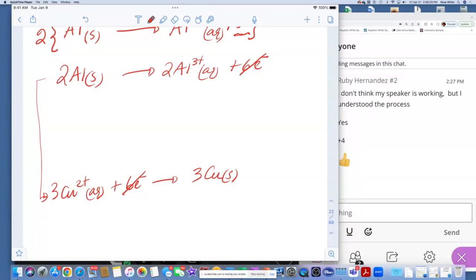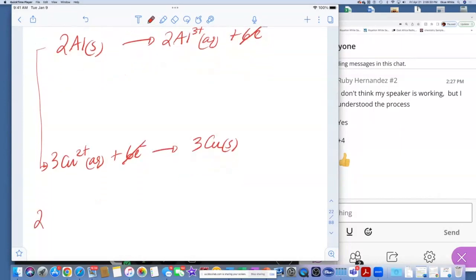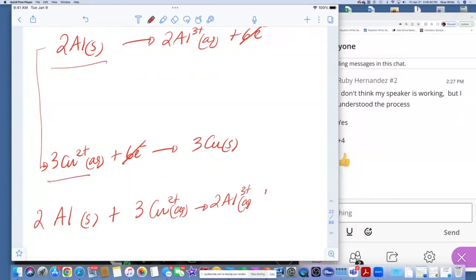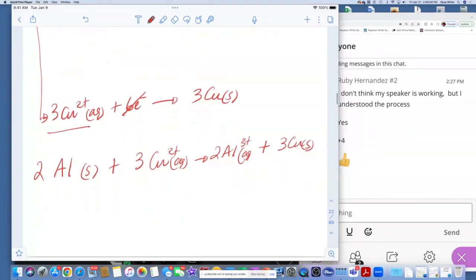So I'm canceling out the electrons here and here. So what I end up with is 2Al(s) plus 3Cu2+ (aq) to give me 2Al3+. I'm bringing down all the reactants on the same side and all the products on the same side, 3Cu(s).